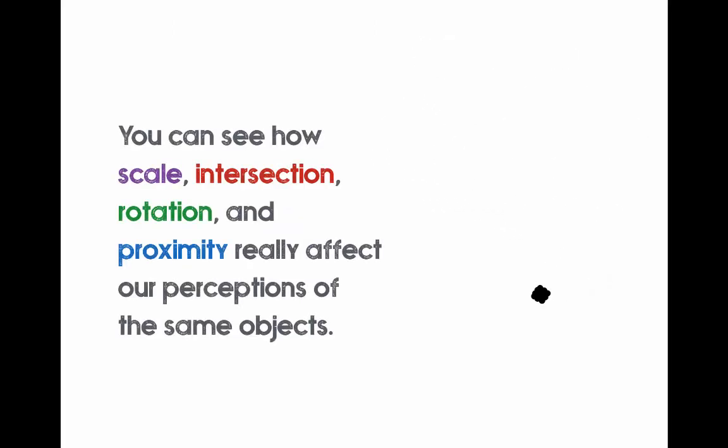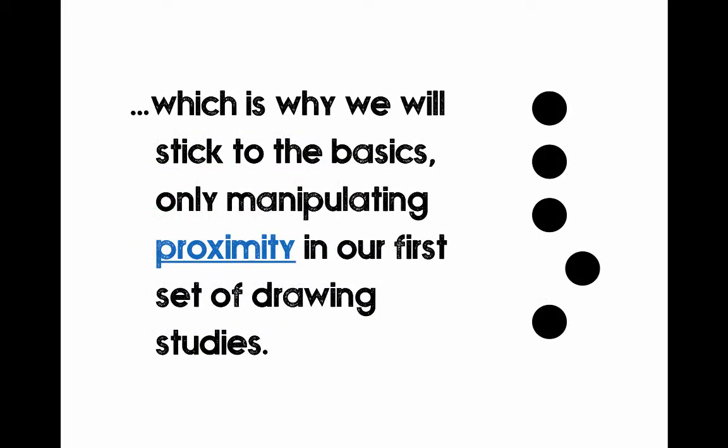All right, so the point is you can see how scale, intersection, rotation, and proximity really affect our perceptions of the same objects. And that is why we're going to stick to the basics at first, only manipulating this concept of proximity in our first set of drawing studies, so that you can keep a limit on all of the variables that you're throwing in there, okay?